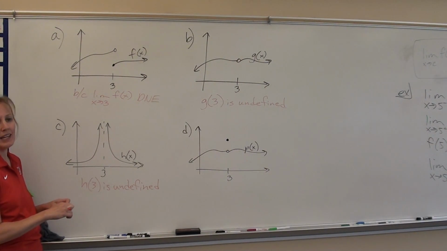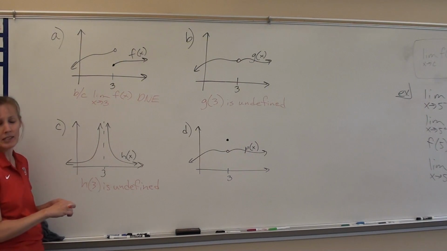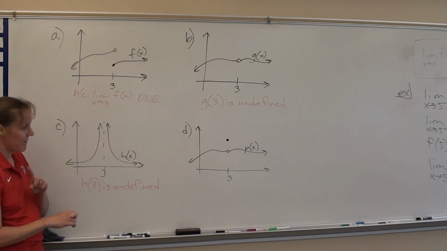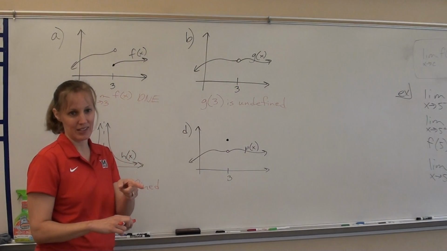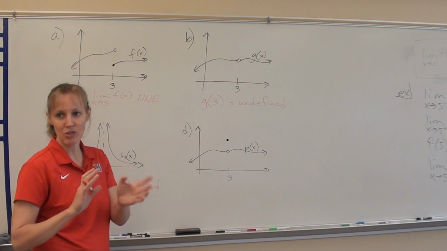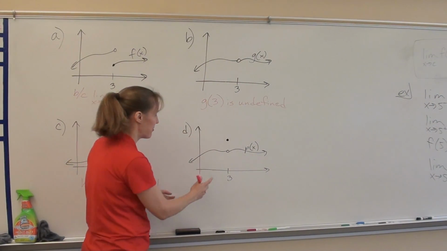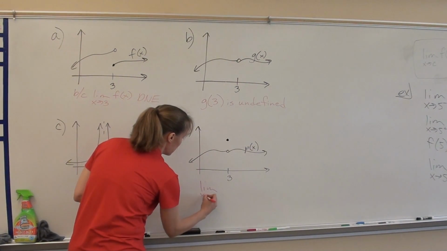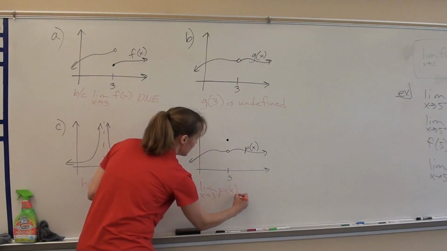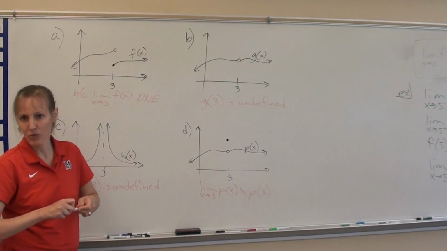All right, letter D. Is P of 3 defined? Yes. Does the limit as x approaches 3 of P of x exist? Yes. So why is it discontinuous? Because the limit of P of x does not equal P of c. Guys, watch out, because it's time for us to start switching those function names. So be very careful if we give you P that you write P and not f. So the limit as x approaches 3 of P of x does not equal P of 3. Okay, does everyone understand those 4 things?